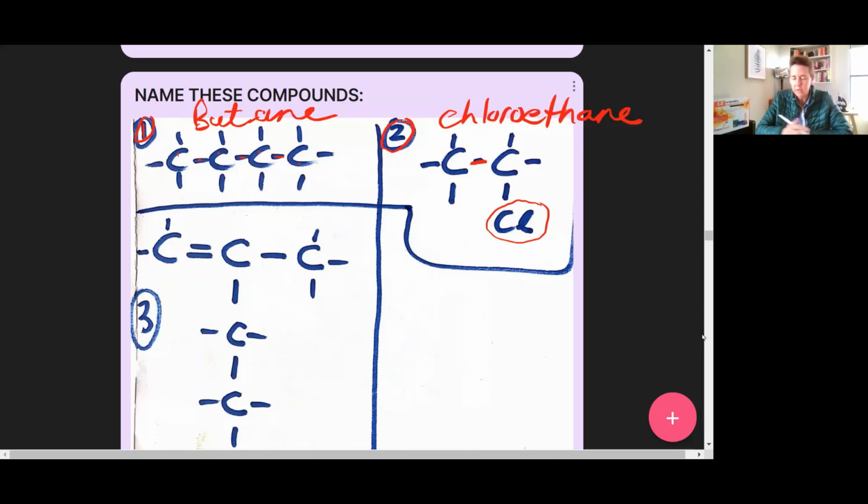You could also call it 1-chloroethane because we start numbering the carbons closest to the substituted or to the functional group. In this case, it is a haloalkane, so you start closest to the halogen, right? So it is 1-chloroethane. Substance number 3, let's have a look.